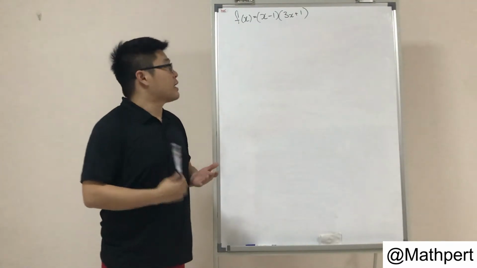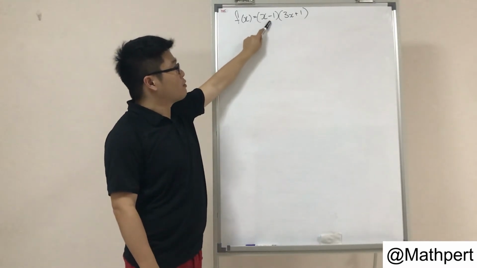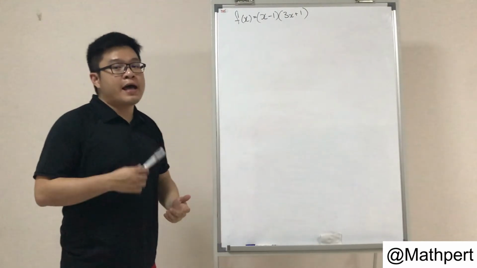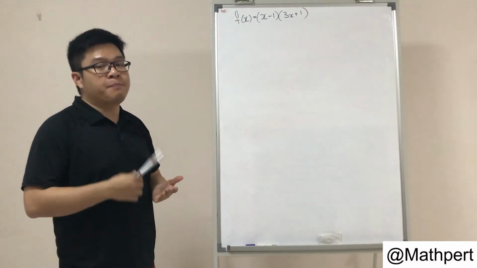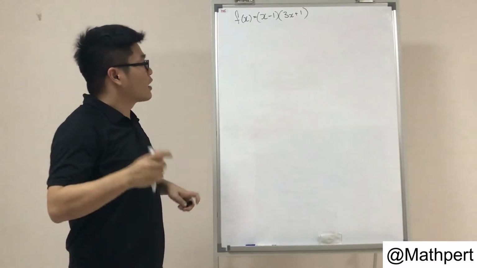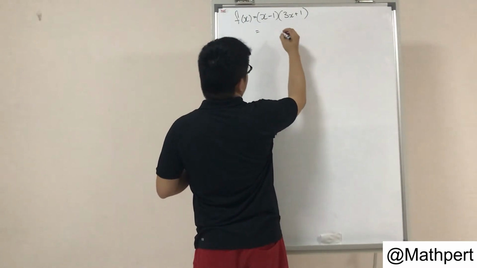Okay, take a look at this example. Given f(x) is equal to (x minus 1) multiplied by (3x plus 1). We are asked to find the shape and the position of the quadratic function. Okay, first of all, let us expand it.